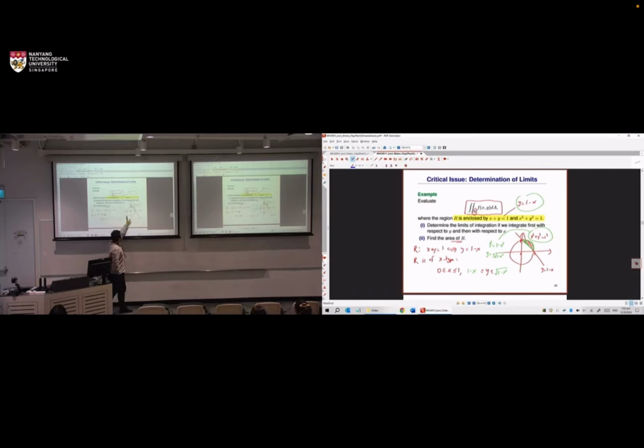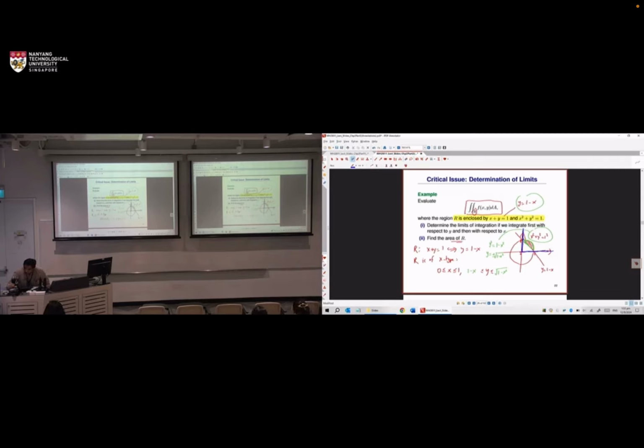Because I'm focusing on this portion, I change the y to positive square root of 1 minus x squared. The y value is a positive answer because it's the first quadrant. This part here is what we call the first quadrant.